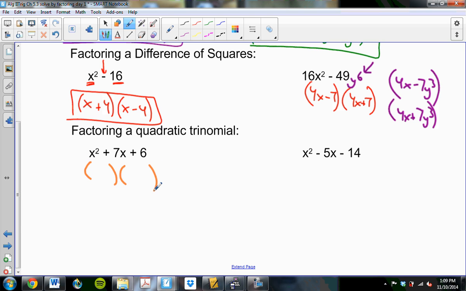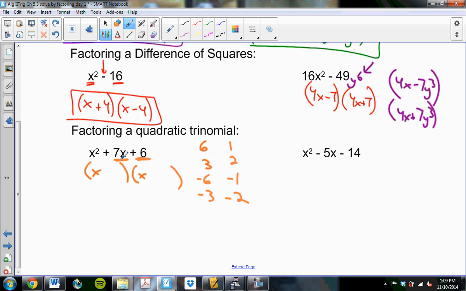I start by drawing my two bubbles. And first, I know that these are going to multiply to x squared. So I want an x here and an x here because x times x is x squared. Then I look at this c term. I want numbers that multiply to 6. Numbers that multiply to 6 are 6 and 1 and 3 and 2, or negative 6 and negative 1 and negative 3 and negative 2. I want numbers that multiply to 6 but add to 7.